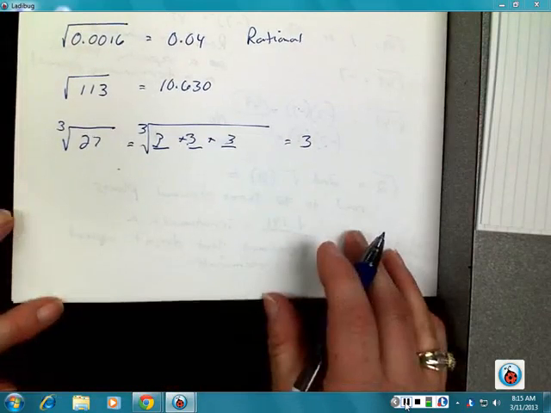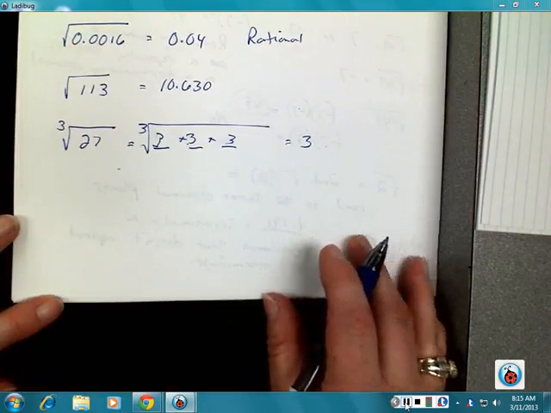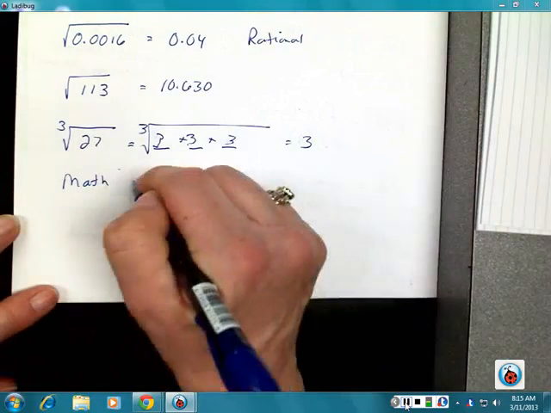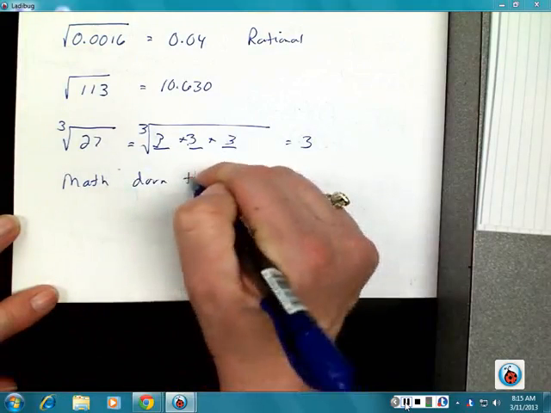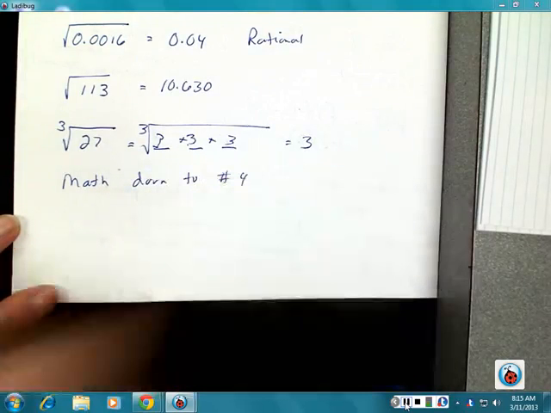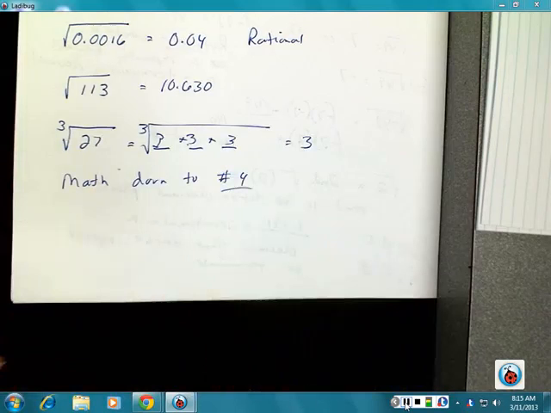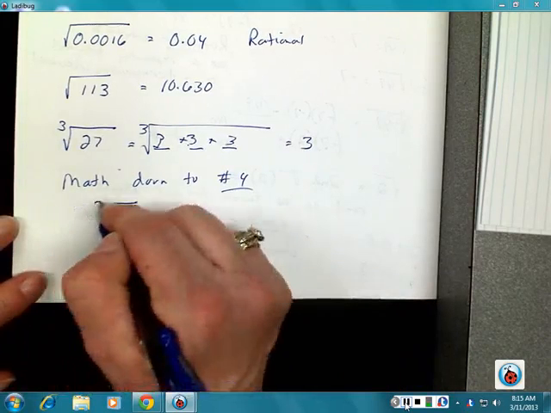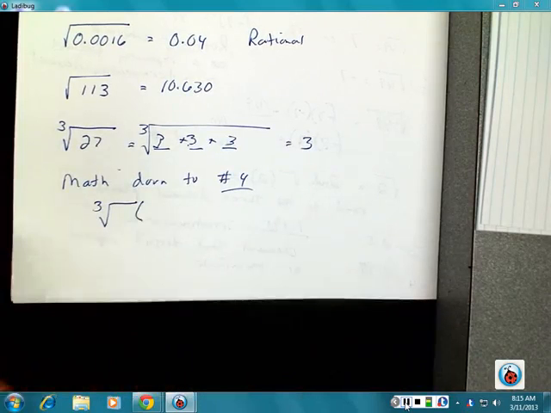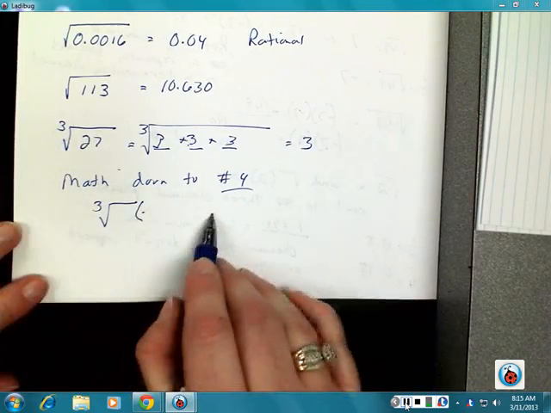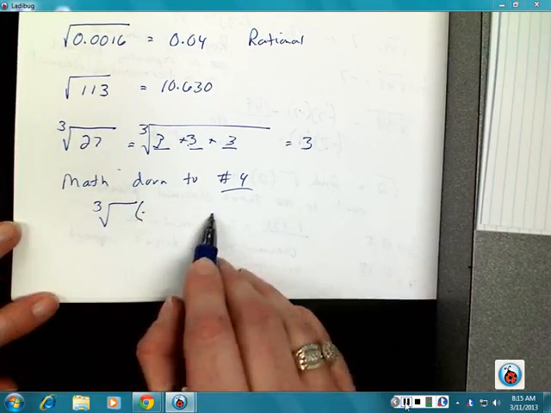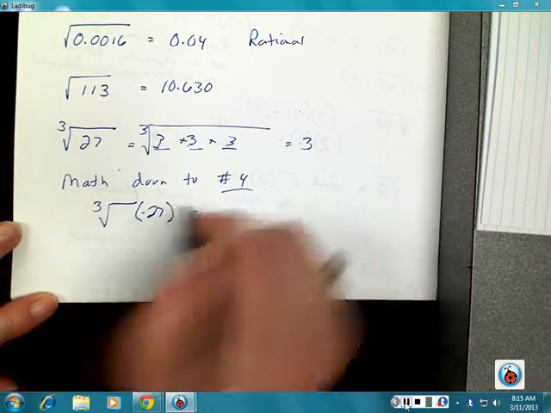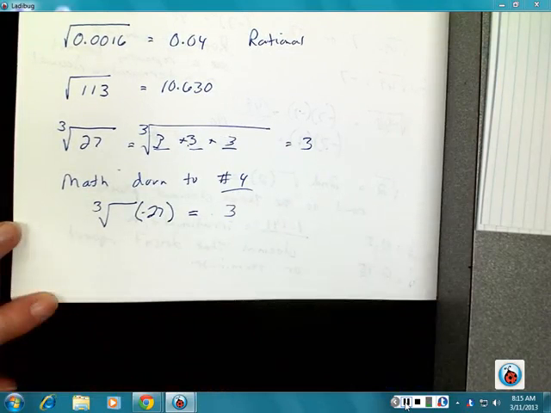Now, where do I find the cube root on my calculator? Math. You go to math, and down to number 4. Down to number 4. And when you click on number 4, it will put it in your screen like so with a parenthesis. And you need to put whatever your number is, in this case 27, close it with a parenthesis, hit enter, and it will give you the answer of 3.